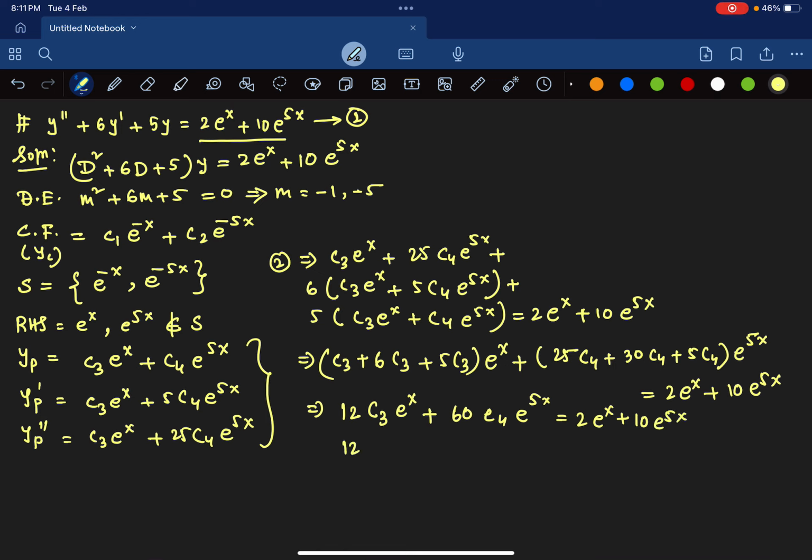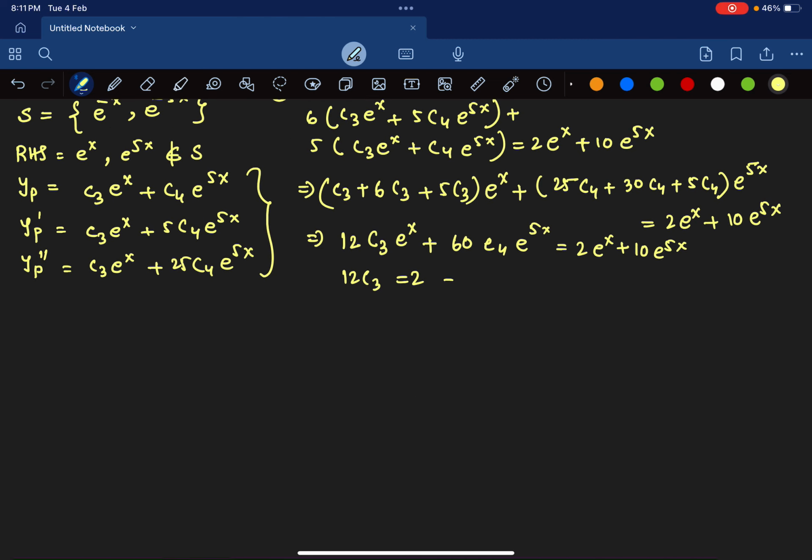Now compare both sides. So 12 c3 is equal to 2, so c3 is equal to 1 by 6. Similarly, 60 c4 is equal to 10, so c4 is equal to 1 by 6. So here what you got, yp is equal to 1 by 6 of both the values, e power x plus e power 5x.